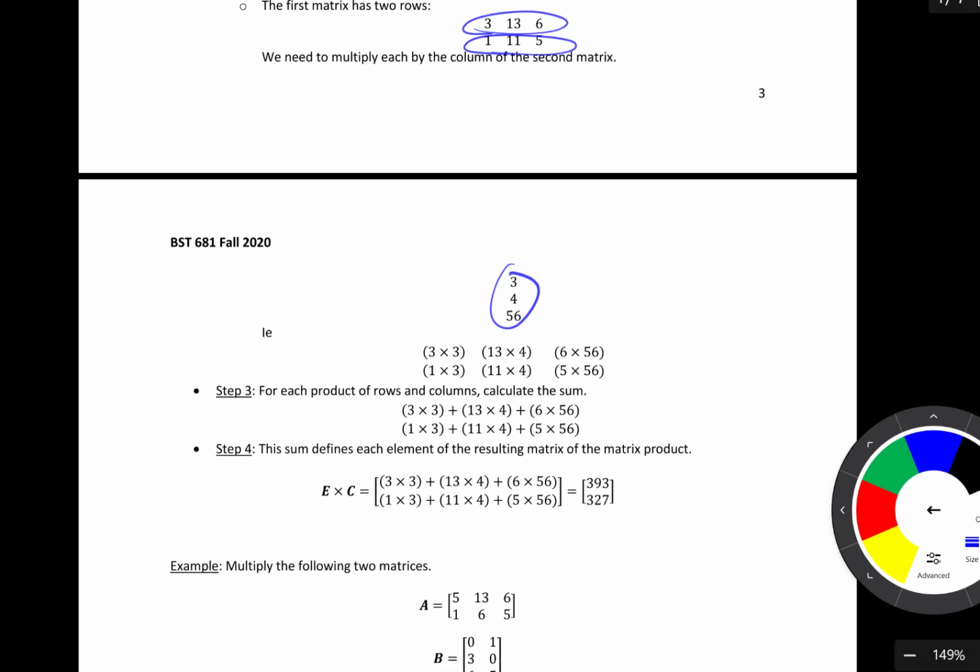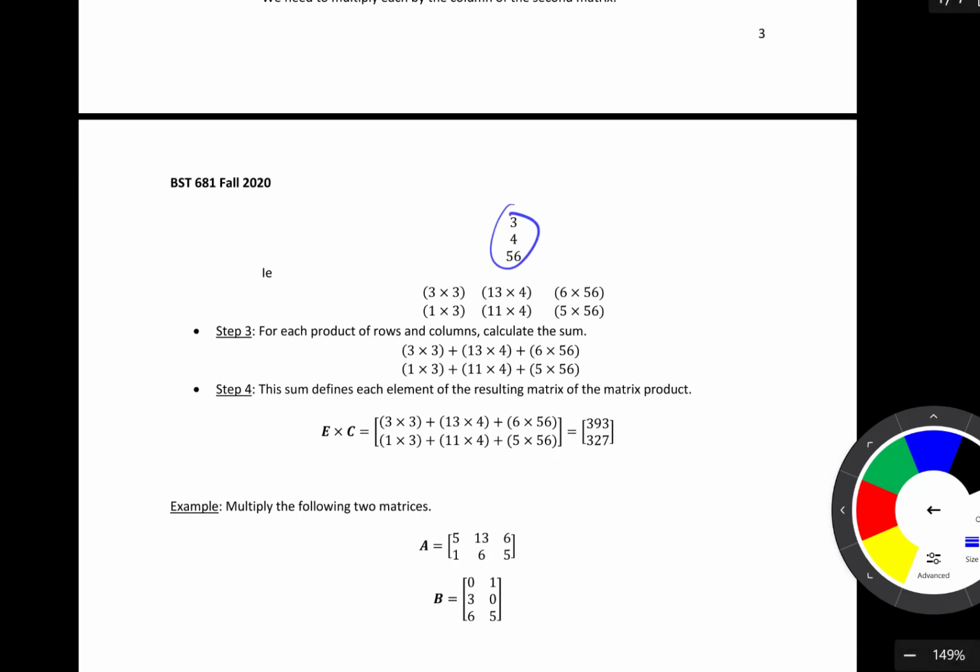In step 3, we calculate the sums across, and then this is going to define the elements. So here we have E by C, or E times C rather, and notice that is a 2 by 1 matrix.